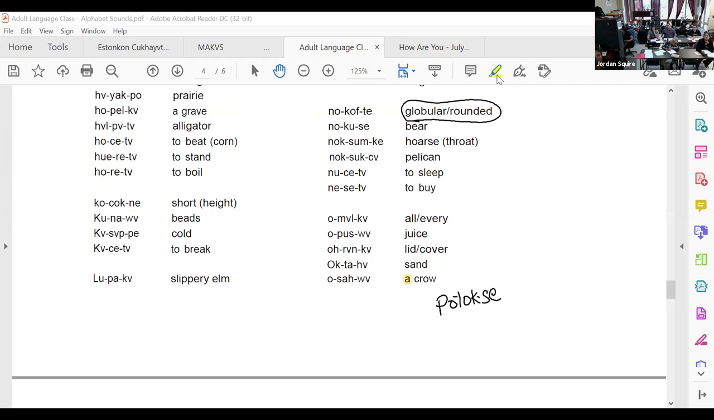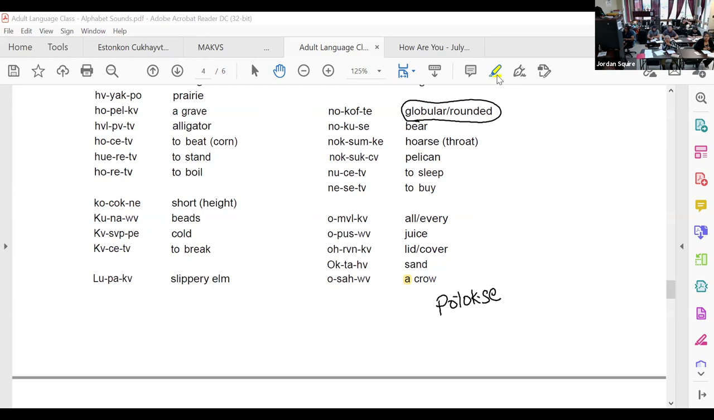A bear, nogusi. Horse, noksungi. And noksungi is like a descriptive word too. It's like your nokwasungi, like it's lost. Noksungi. And that's descriptive.